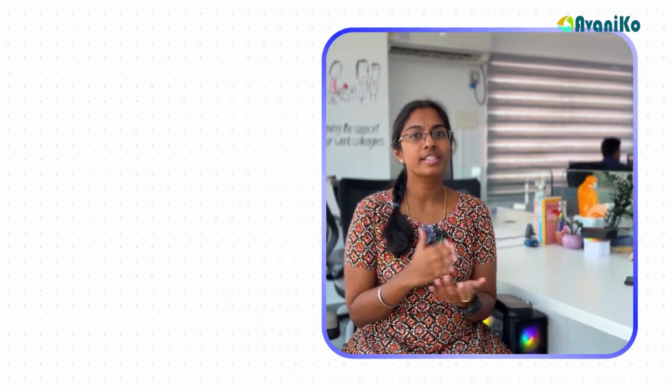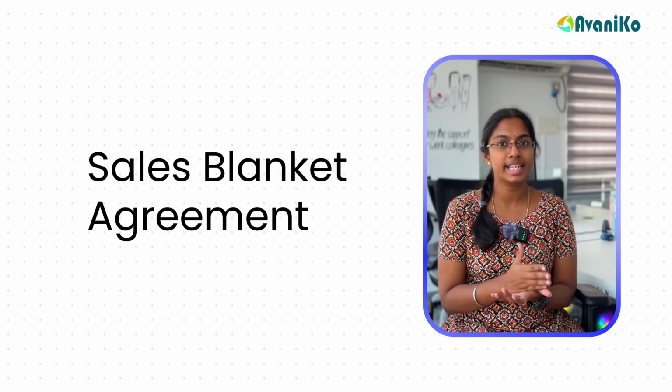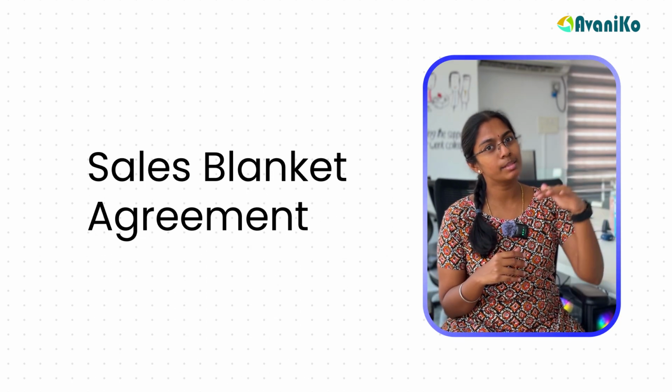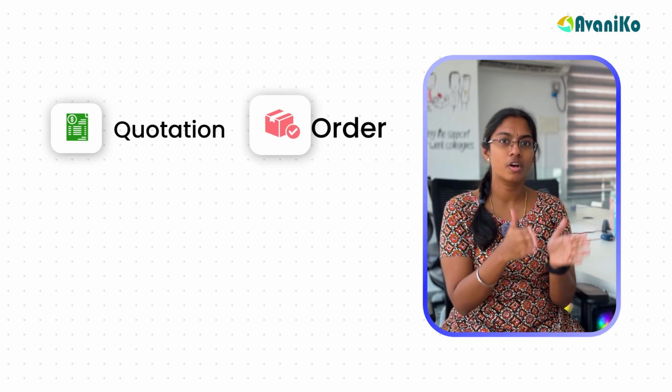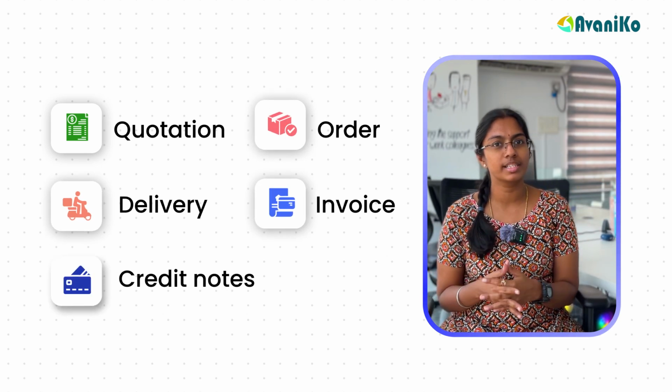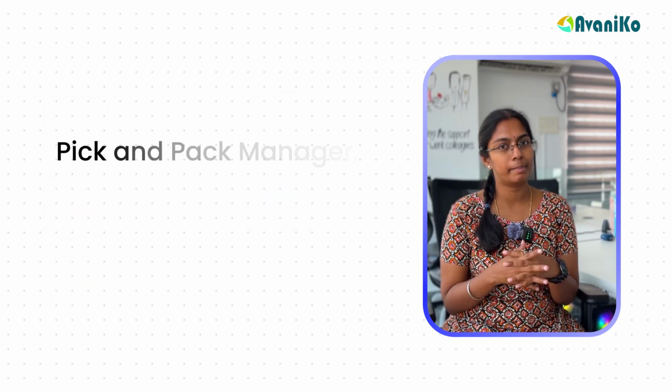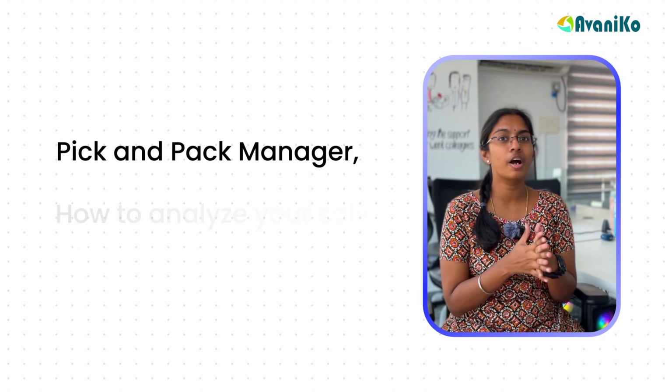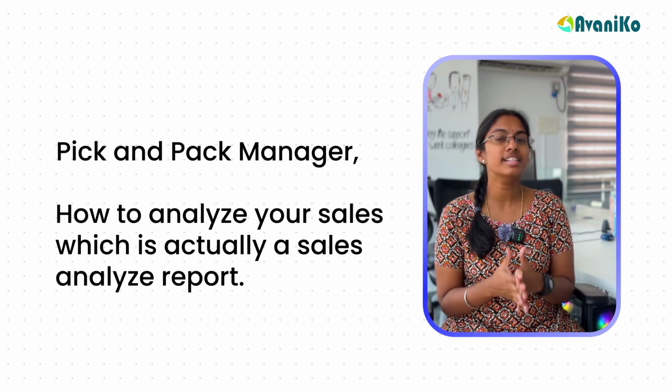In the previous video, we saw how to assign activities to our colleagues. And now we're going to see the sales process. I know it's a very big process, so before that, I'll tell you what topics are available in the sales process. To start with, we'll do the sales blanket agreement. And then the sales process starting from sales quotation, order, delivery, invoice and credit notes. Then we'll also see the pick and pack manager. Last but not least, we'll see how to analyze the sales, which is the sales analysis report. Let's get into the video.